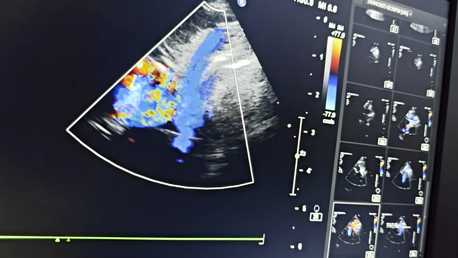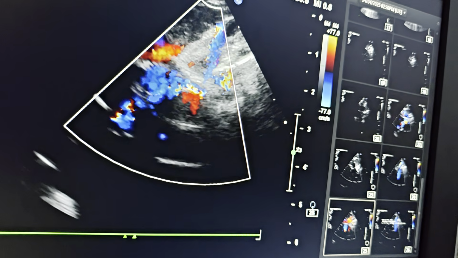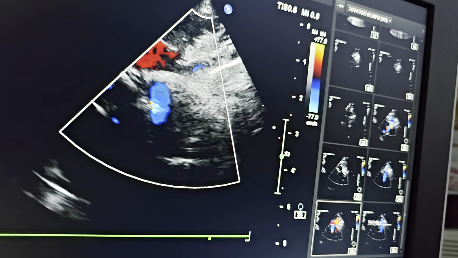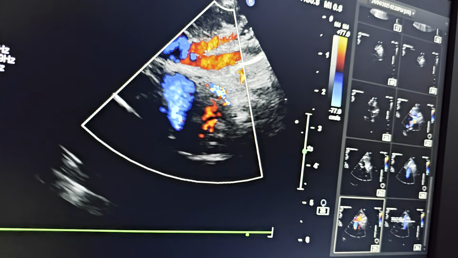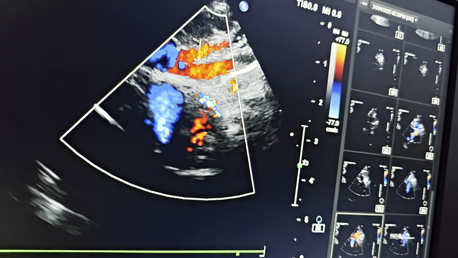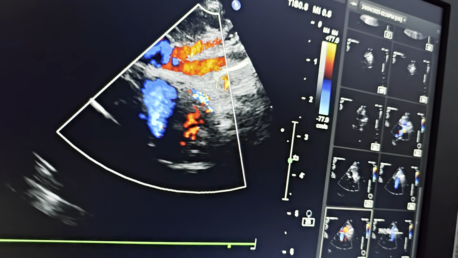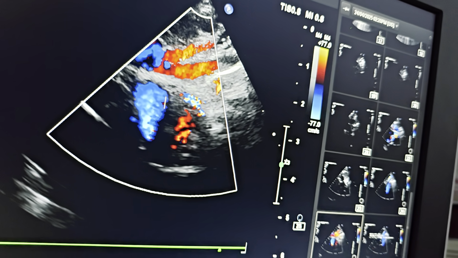The image is not very good, but you see, this is the descending aorta. You can see the branch here. This is the left subclavian artery and this is the left common carotid artery. From here you don't find any descending aorta. The descending aorta is being supplied through the patent ductus arteriosus.